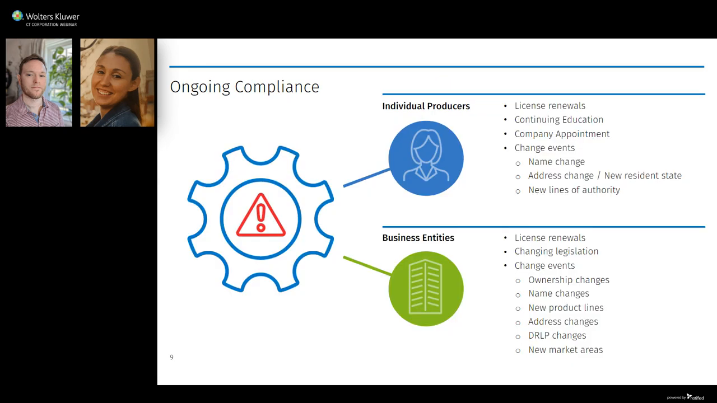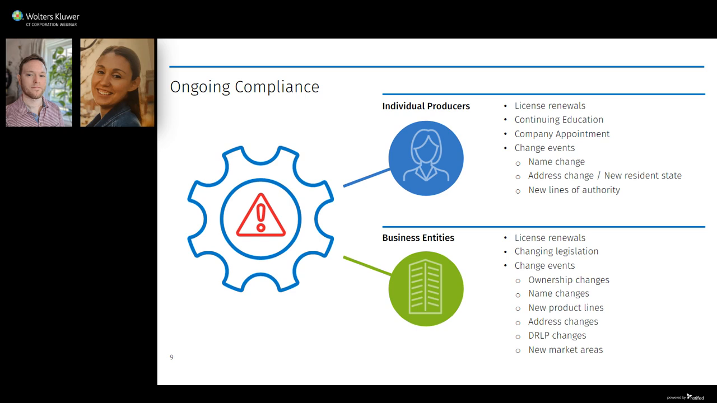Yeah, thanks, Kayla. So now that you've obtained your license and you're all set up and ready to do business, let's talk a little about what needs to be done to remain in compliance going forward as the years go by. So starting at the individual producer level, you'll need to renew your license, usually every year. Sometimes every other year for special license types, but usually every year.